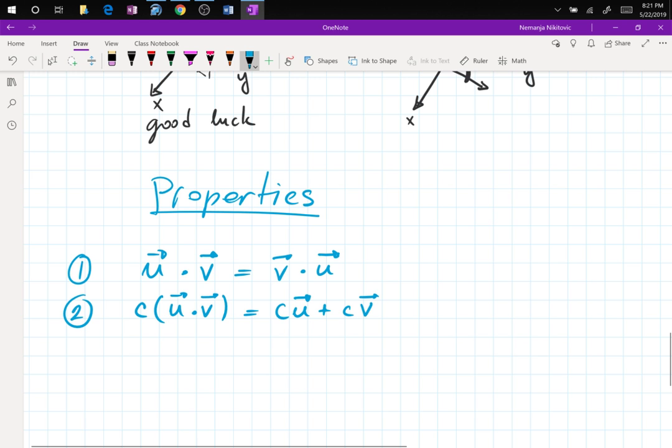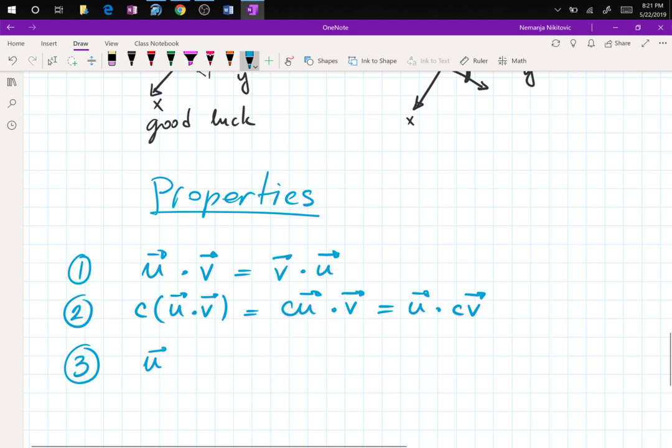No, hold on. I have it wrong. This is the distributive property of multiplication. So cu dotted with v is the same as u dotted with cv. There we go, much better. So the constant, the scalar, can multiply either u or v first and then the dot product. So you can do this in any order.